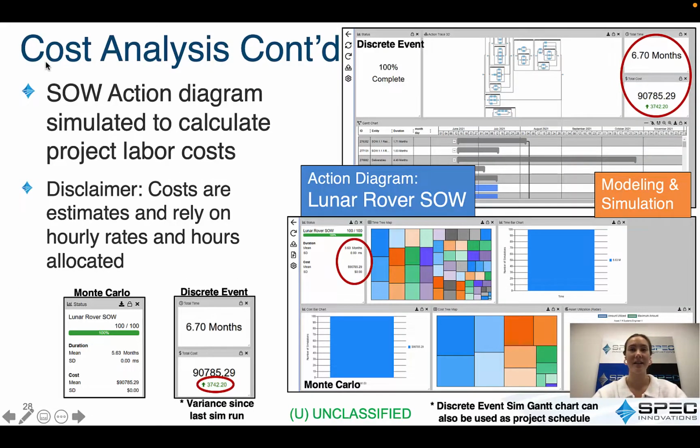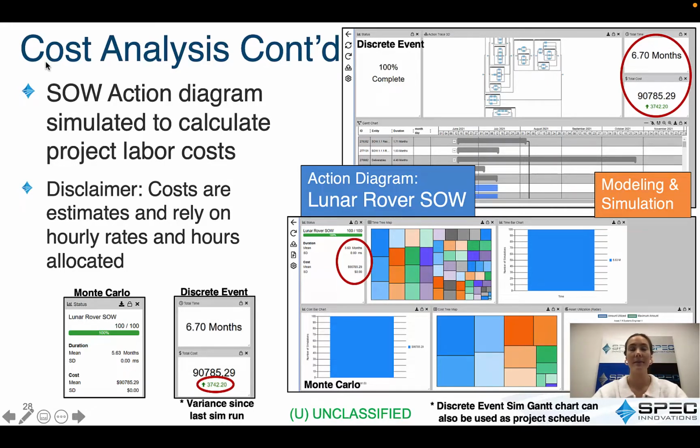Once the cost and asset entities were related to the SOW tasks in the SOW action diagram, the discrete event or Monte Carlo simulators were executed in order to estimate a calculation for the projected labor cost of the Lunar Rover project. A schedule of 6.7 months and a cost of $91,000 was calculated. A variance was also calculated from Monte Carlo by iterating through the diagram 100 times. This variance was about $3,700.